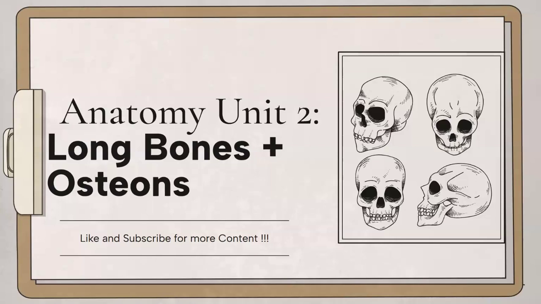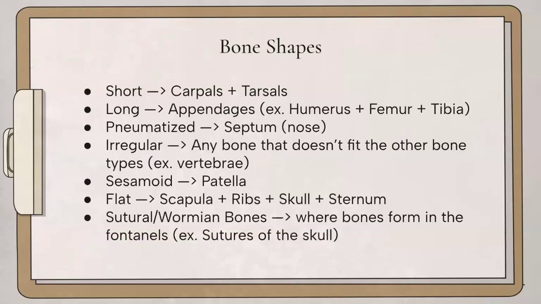And now let's get into the first topic of discussion. The first thing we're going to go over is bone shapes. You have a couple different bone shapes, the first of which is your short bones. Short bones are examples such as carpals or tarsals, so your wrist and ankle bones. Then the next one is your long bones. These are pretty much your appendages, meaning your arms and legs.